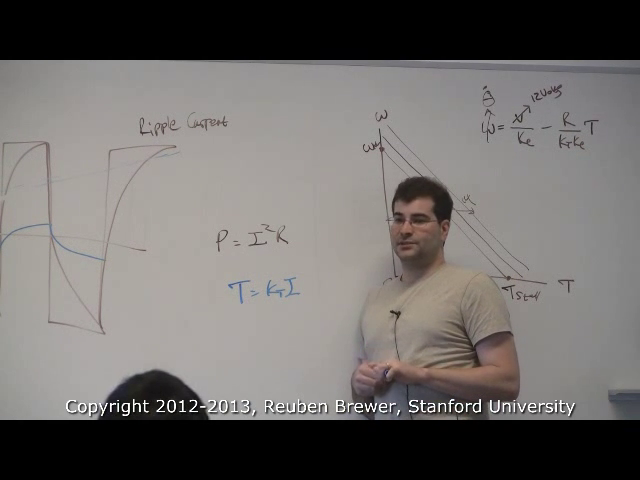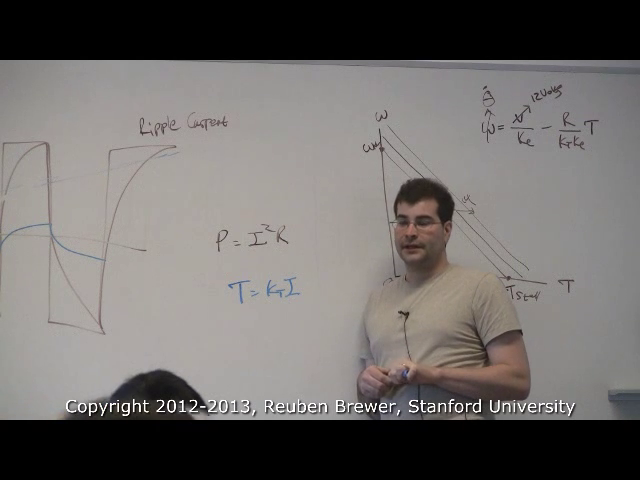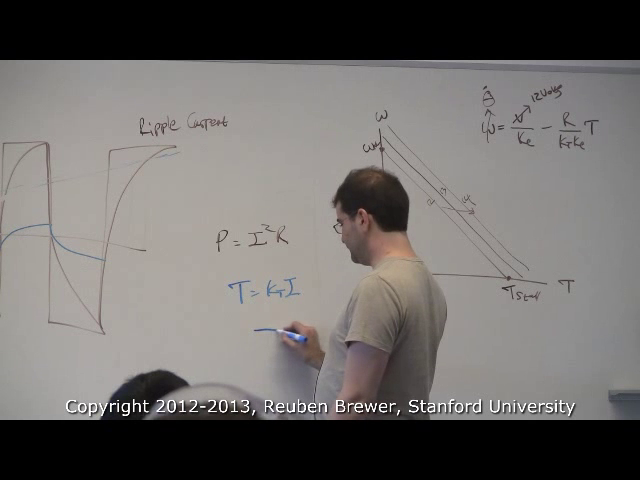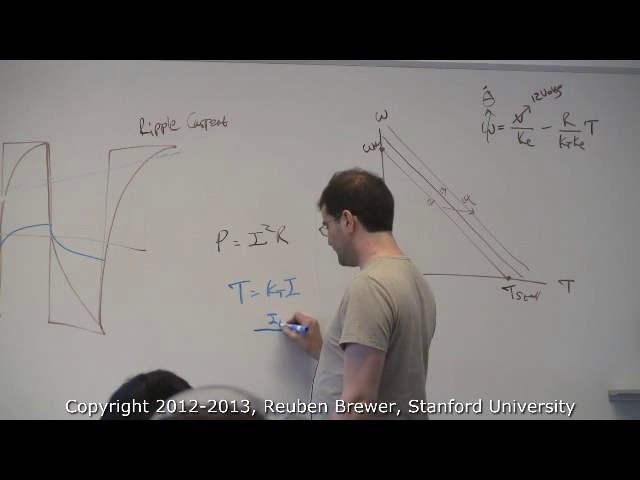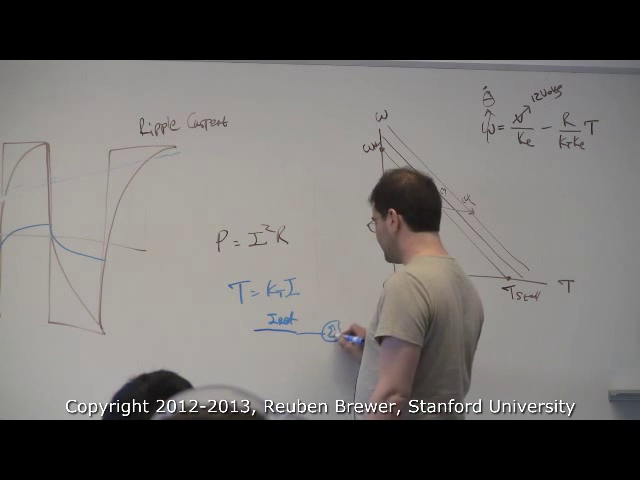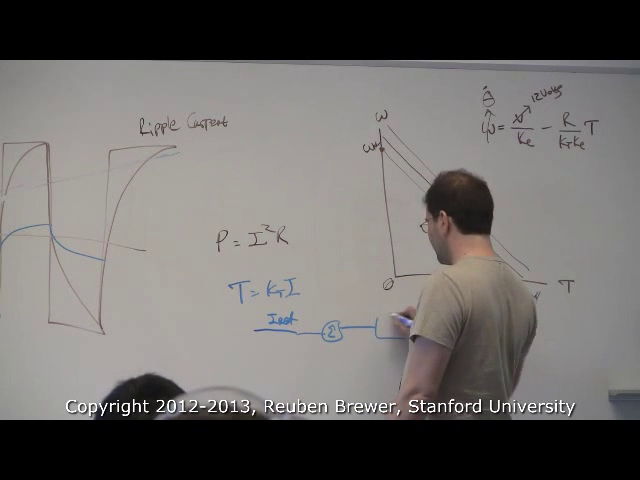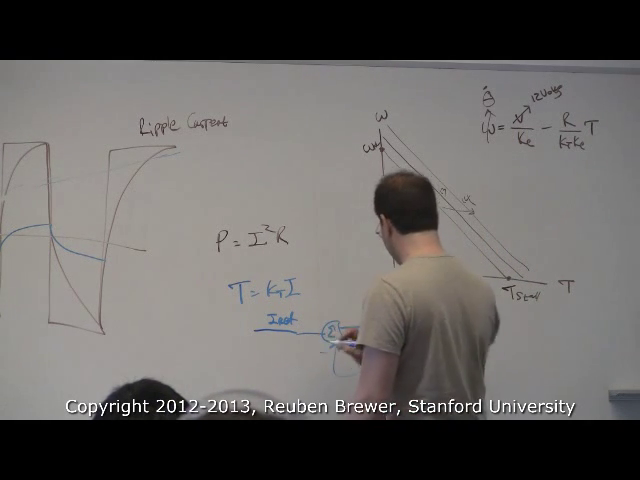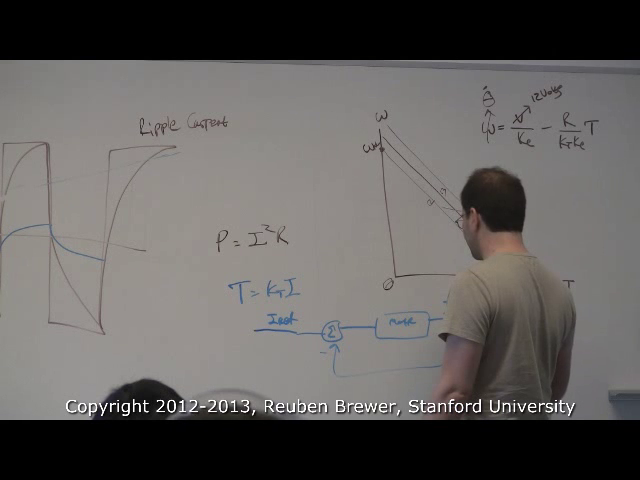It's not magically just producing current out of thin air. It has a closed loop controller in it. So the way this works, you give I ref to the amp, and then it gives it to your motor, and we feed back around it, and this is I actual.